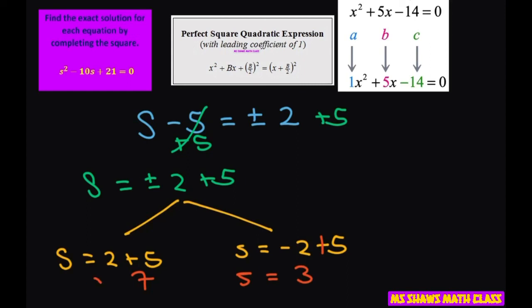Of course, we already knew these solutions earlier, but this is practice completing the square. So we got the same thing. You'd write it s equals 7 or s equals 3.